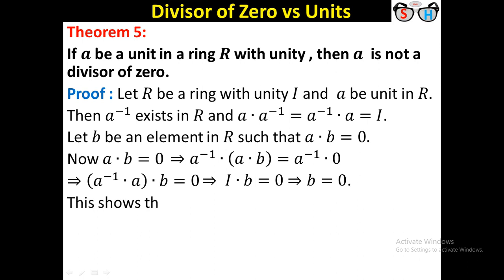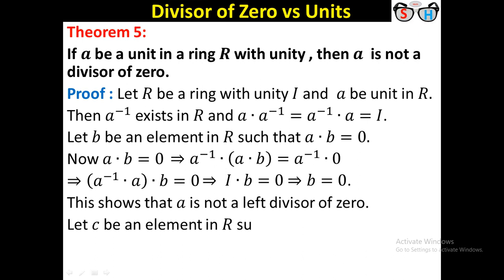So A dot B equal to 0 implies that B equal to 0. This shows that A is not a left divisor of 0. Now we will show that A is also not a right divisor of 0. For that purpose, let C be an element in R such that C dot A equal to 0. By a similar argument, we can show that C is 0.